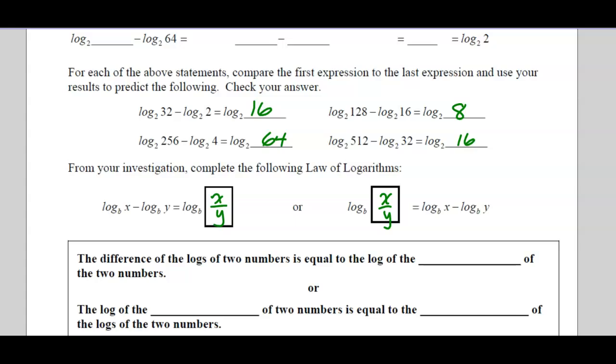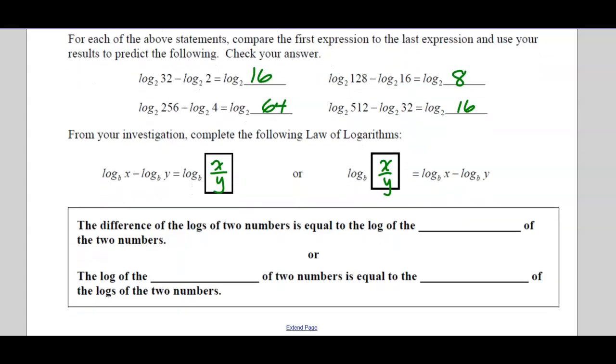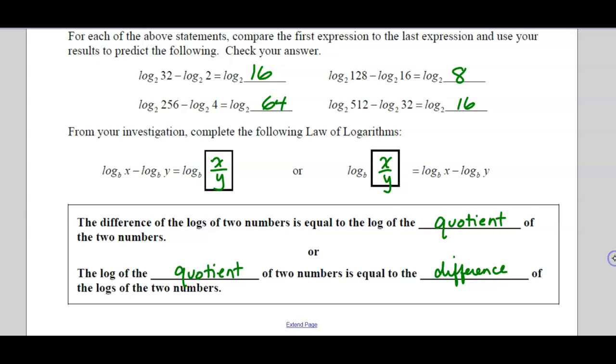So the difference of the logs of two numbers is equal to the log of the quotient of the two numbers, and the log of the quotient of two numbers is equal to the difference of the logs of two numbers.